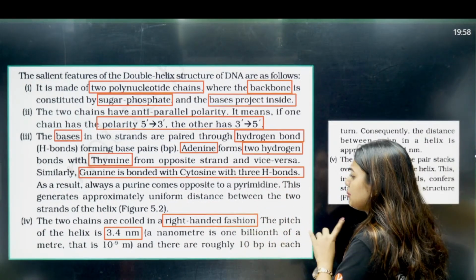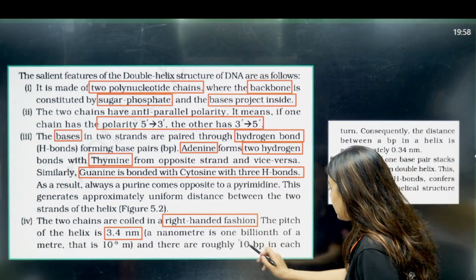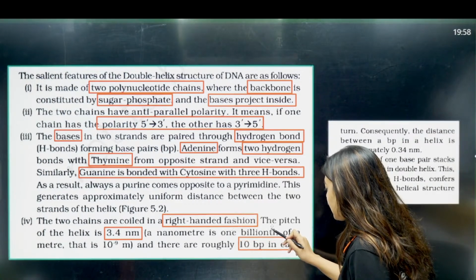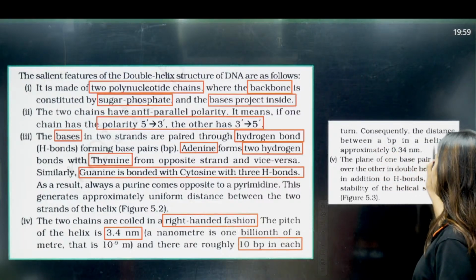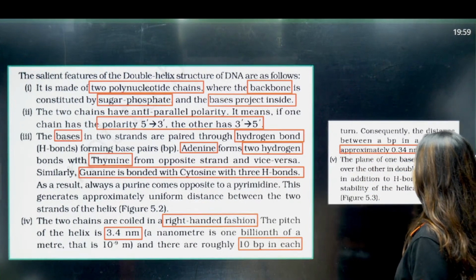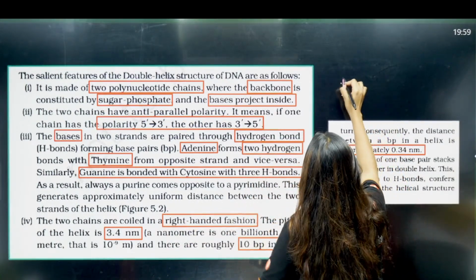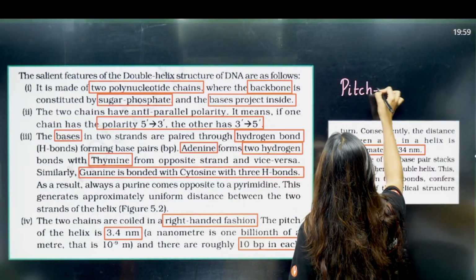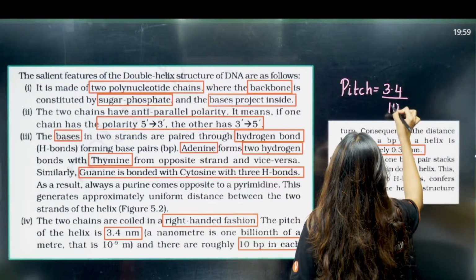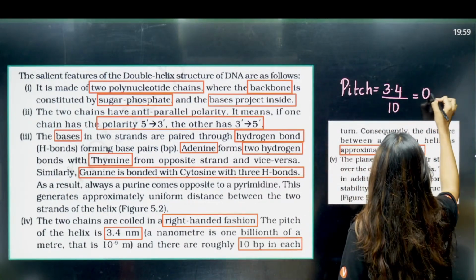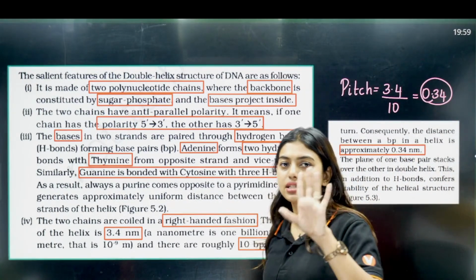A nanometer is 1/1000th of a micrometer, that is 10 to the power minus 9 meters. And there are roughly 10 base pairs in each turn. Consequently, the distance between base pairs in a helix is approximately 0.34 nanometers. You can do this calculation: one pitch is 3.4, and in one pitch there are around 10 base pairs, so the distance between them is 0.34. Clear?